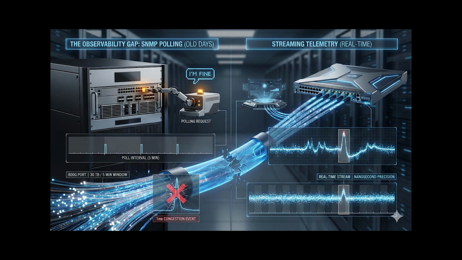Let's imagine a microburst. Thousands of GPUs synchronize their gradients. For just 2 milliseconds, the buffer on a specific switch port fills up. Packets drop. The AI training job halts and rewinds. If you poll that switch via SNMP at minute 1 and minute 6, you see nothing. The link looks healthy, but your job completion time just increased by hours. With streaming telemetry, the switch ASIC detects that buffer spike as it happens and streams that event with a nanosecond timestamp to your dashboard. You see the invisible.